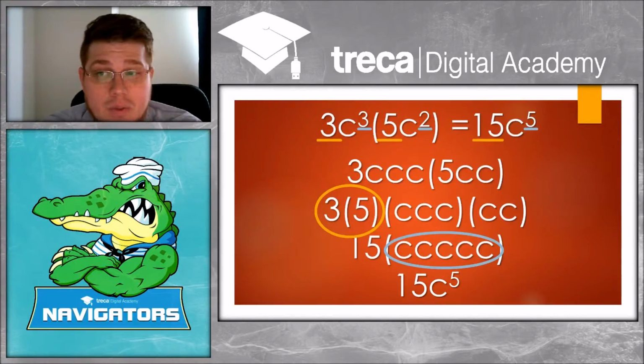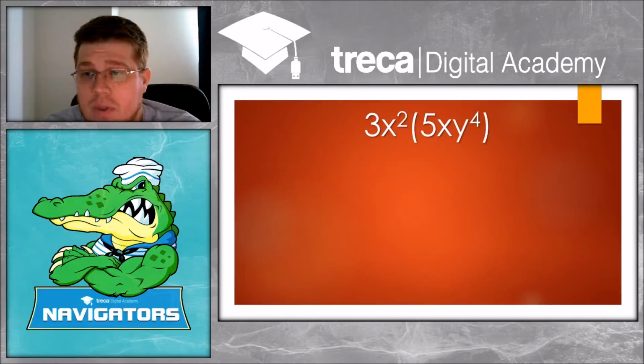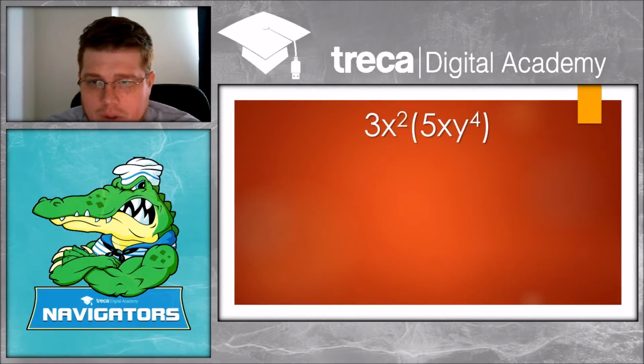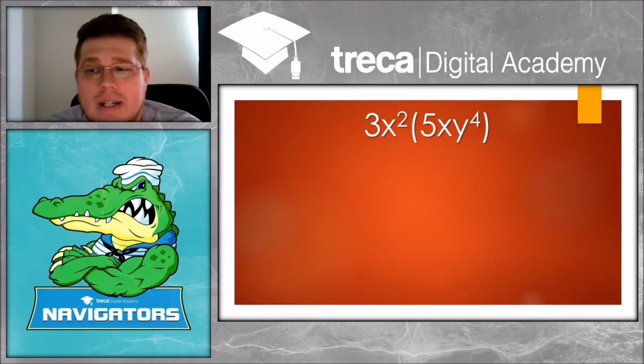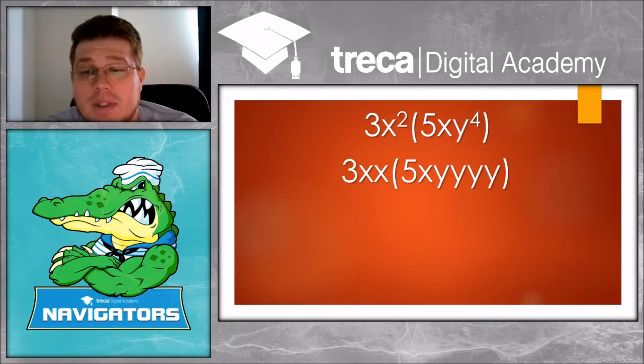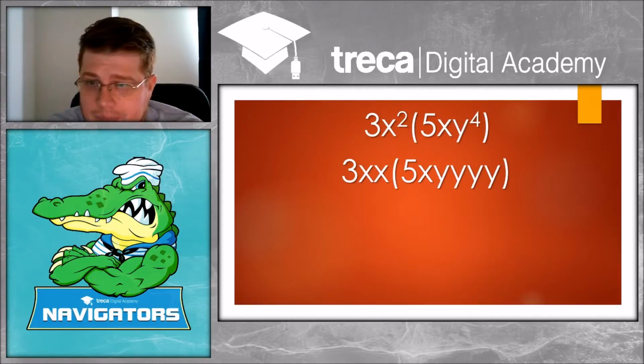Okay, let's try another one. 3 times x squared times 5xy to the 4th. We can simply add the exponents of our like bases again, right? Let's find out. When we rewrite our problems in expanded form, it looks like this.